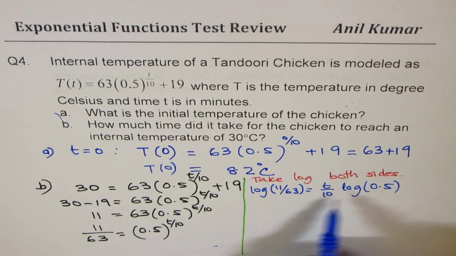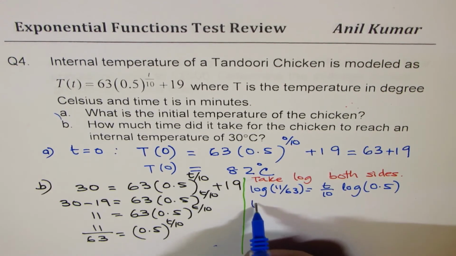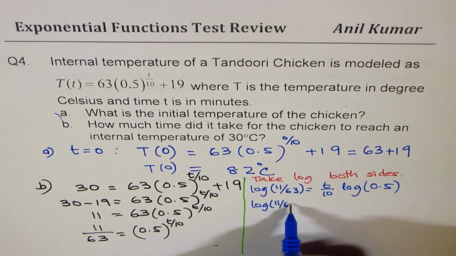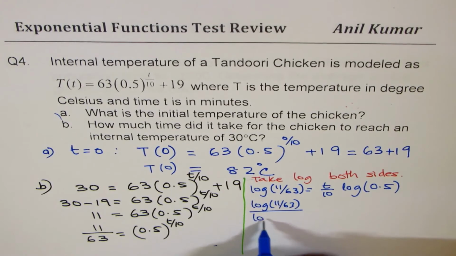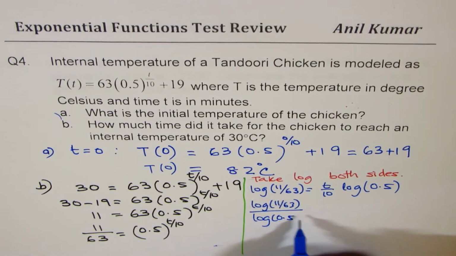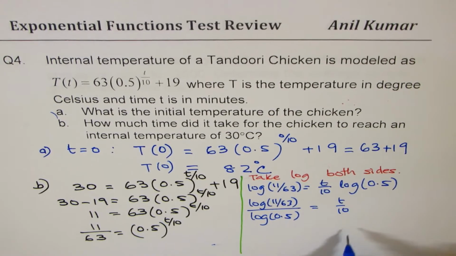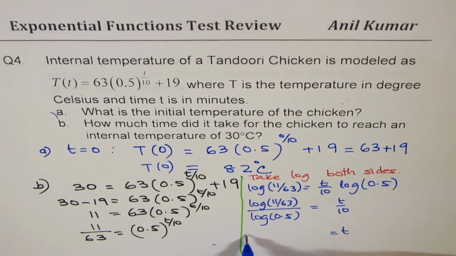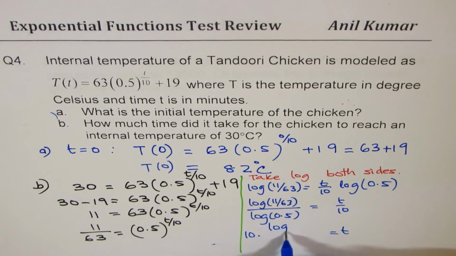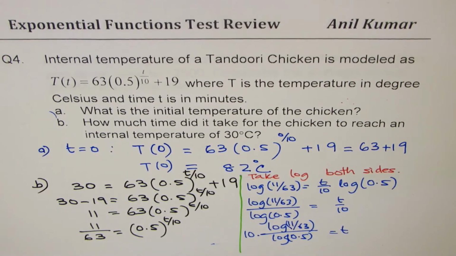Now from here we can divide the left side, which is log of 11 over 63, by log of 0.5 to get t over 10. So t is how much? t will be equal to 10 times log of 11 over 63, put it in brackets, divided by log of 0.5. You get an idea. So that is how you can get the answer.